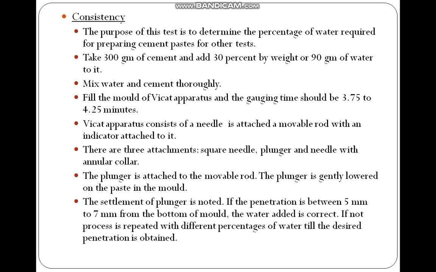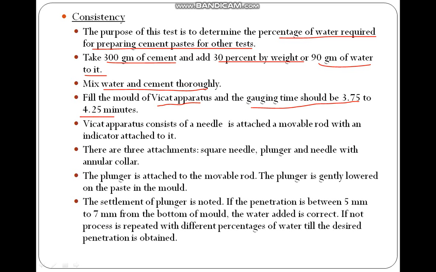Consistency. The purpose of this test is to determine the percentage of water required for preparing the cement paste for other tests. Take 300 grams of cement and add 30% by weight, or 90 grams, of water to it. Mix water and cement thoroughly, fill the mold of the Vicat apparatus with the cement, and the gauging time should be 3.75 to 4.25 minutes.